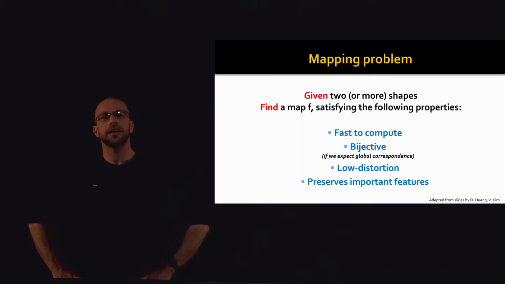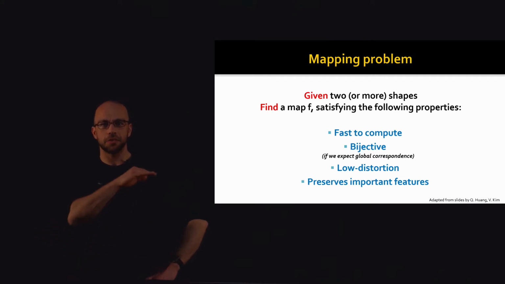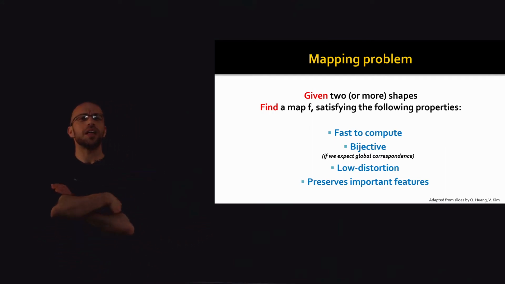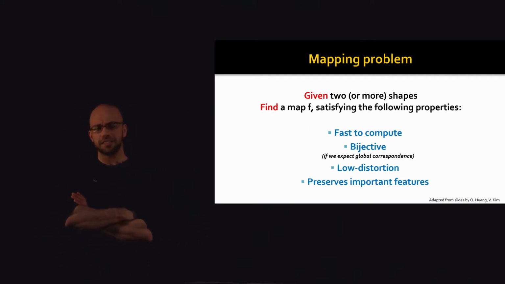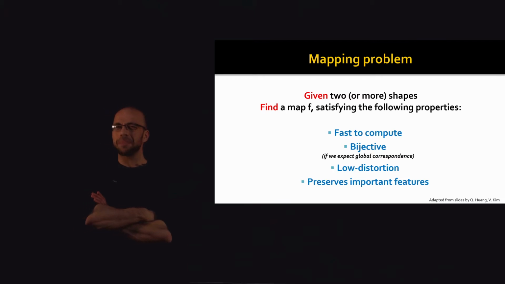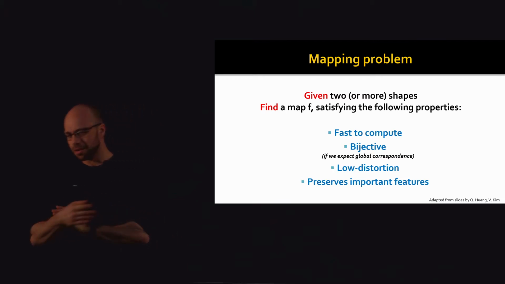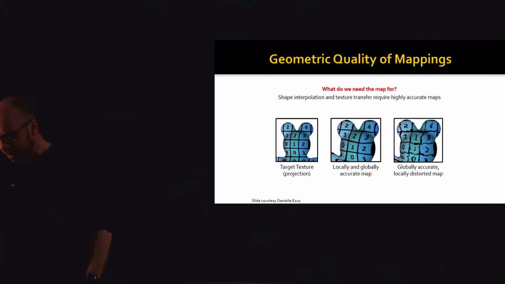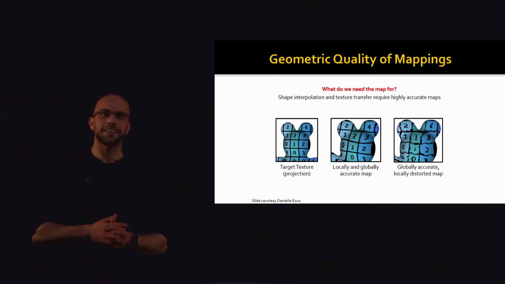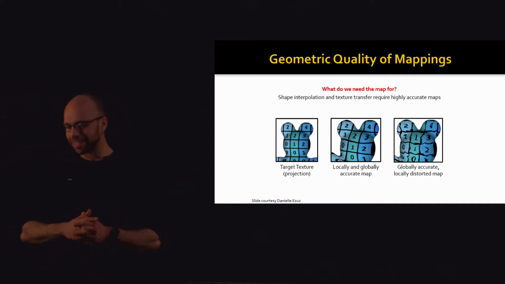Now, one thing I thought I would highlight is this low distortion bullet point, because I think it aligns well with a lot of the discussion that we've had in this course and gives you an idea of why even just measuring the distortion of a mapping is a tricky problem in geometry processing. These slides are courtesy of Danielle Ezuz, who studied this problem quite a bit at the Technion.